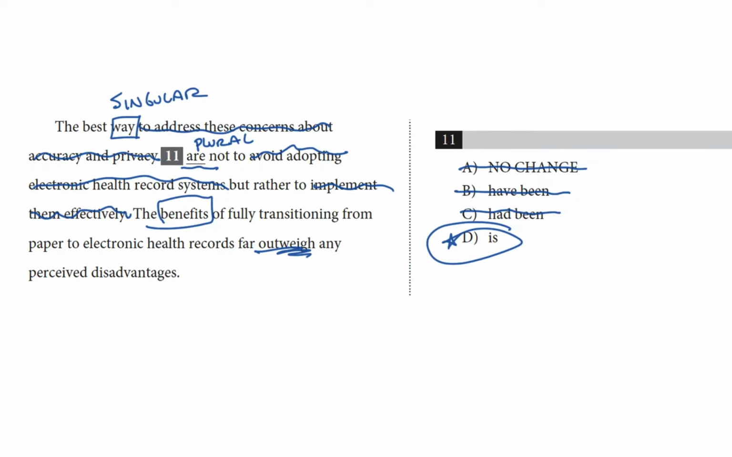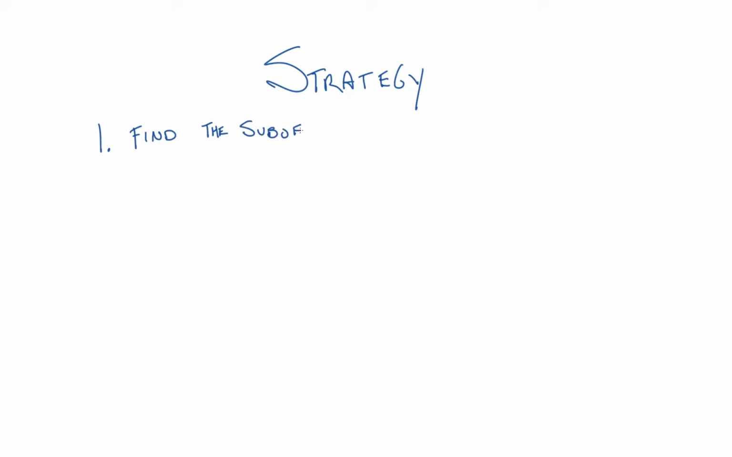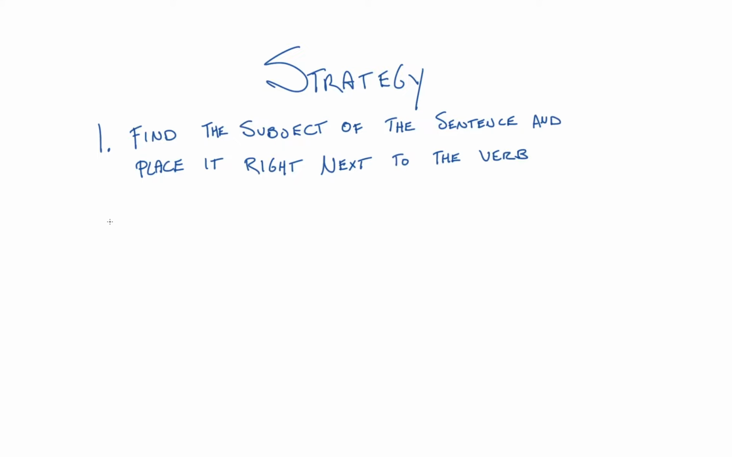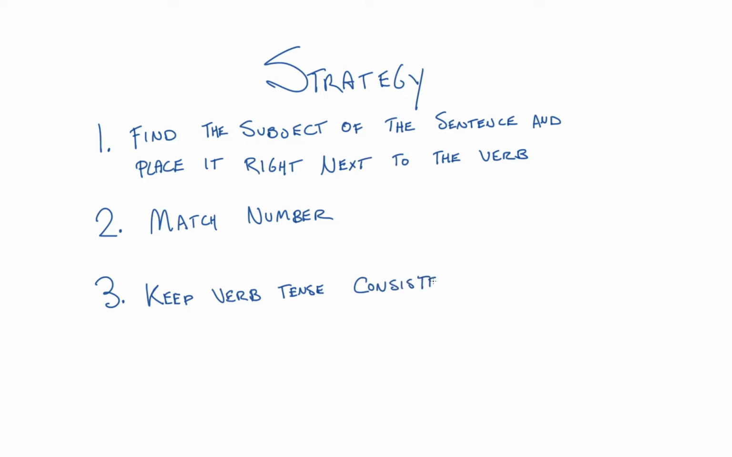Let's review our strategy. First, find the subject of the sentence and place it right next to the verb. What's the word that is performing the main action? That's our subject. Then match number. Does the subject agree in number with the verb? If the subject is singular, then it needs a singular form of the verb. If the subject is plural, then it needs a plural form of that verb. Finally, keep verb tense consistent and logical. For example, if the verbs in the paragraph are in the past tense, you'll need a good logical reason to use a verb in any other tense.